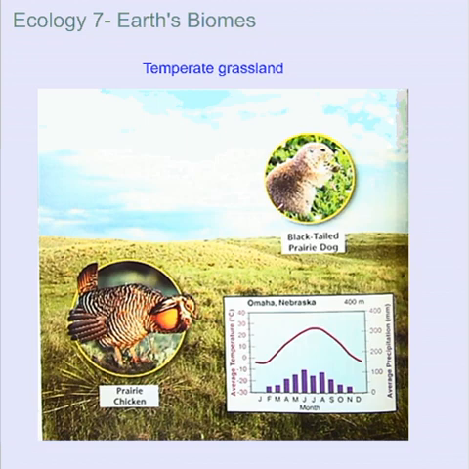Here's another grassland biome, but this is a temperate grassland farther away from the equator. This one here is Omaha, Nebraska. You'll notice that seasonally the temperatures get quite a bit cooler.